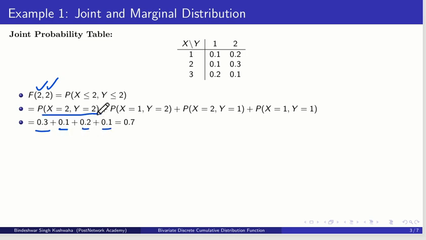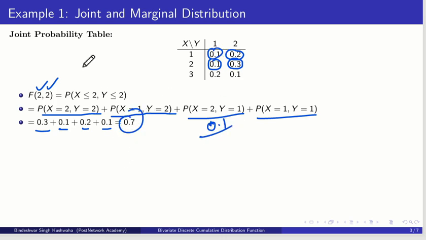This one is 0.3, because X is equal to 2, Y is equal to 2. Then X is equal to 1 and Y is equal to 2. And the fourth one, X is equal to 1 and Y is equal to 1, that would be 0.1, and for X is equal to 2, Y is equal to 1, this one is also 0.1, you can see from the table. So that will be equal to 0.7.